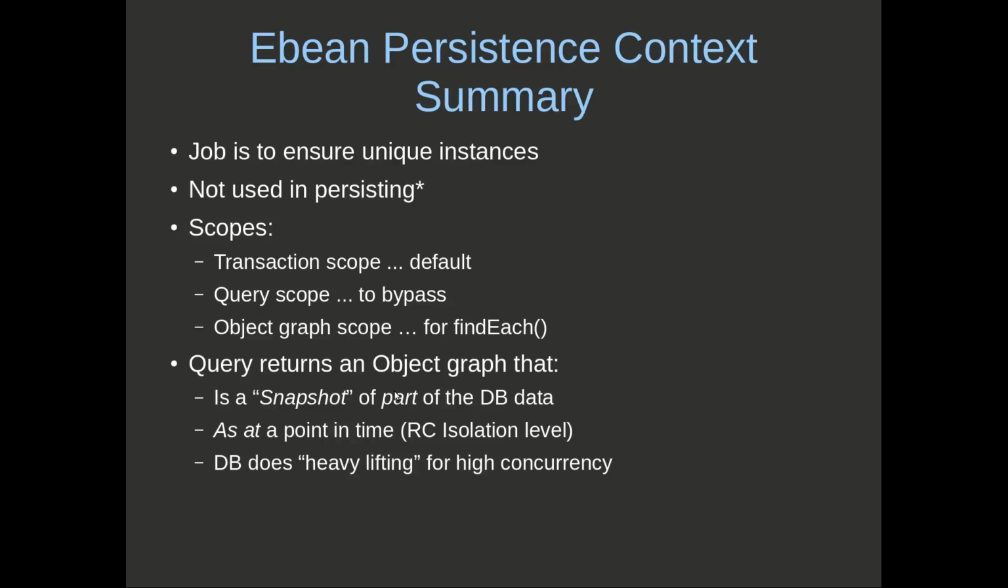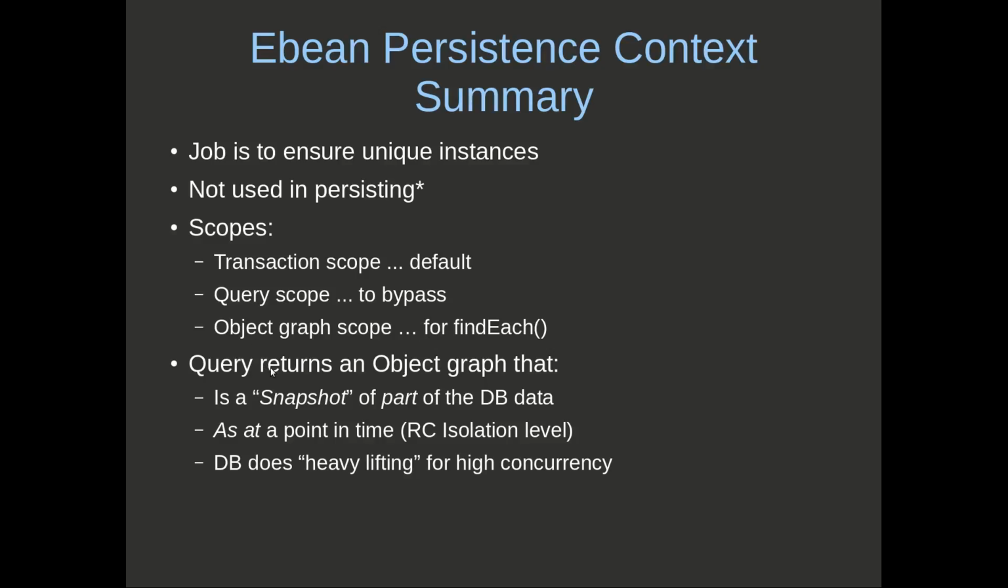So we're coming to our conclusion now, which is, what is this persistence context thing? Its job is to ensure unique instances and to build a consistent object graph. For Ebean, it's not used in persisting, with the caveat here that for deletes, we need to also delete from the persistence context if it exists. By default, it's scoped to the transaction. We bypass that using a query scope. And if we're doing really large queries, find each while, then there's a special object graph scope that's used.